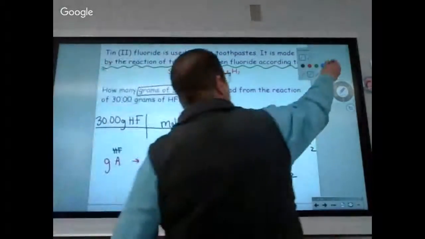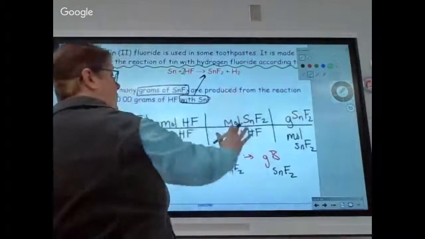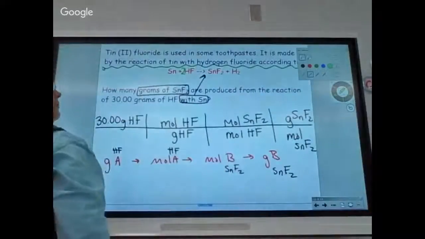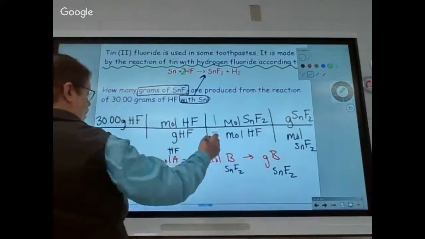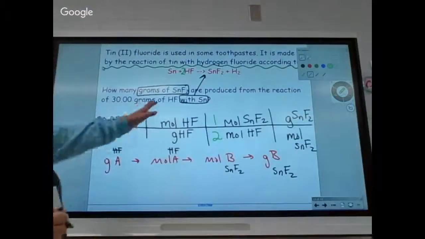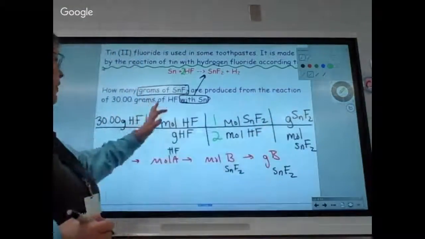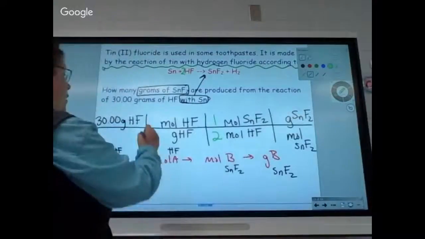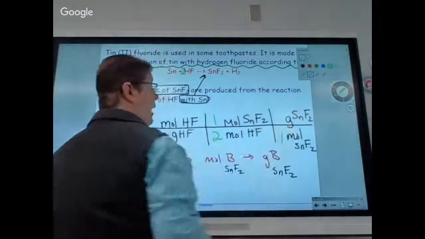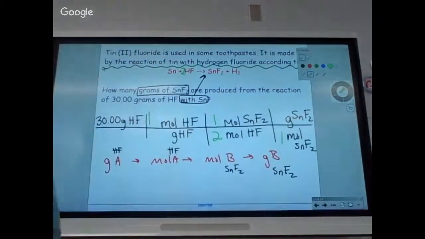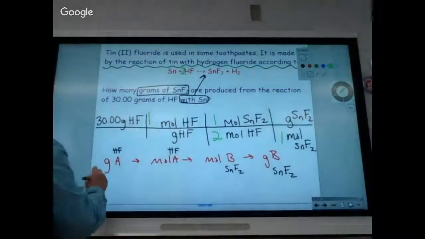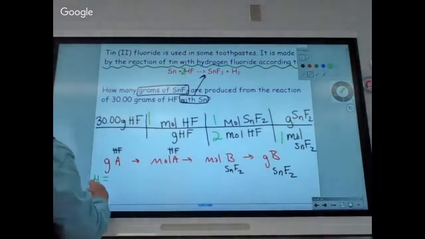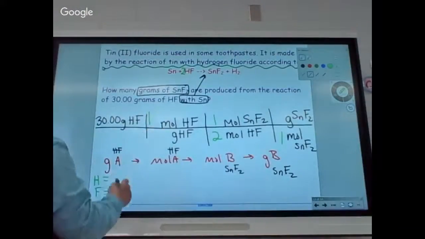All right, so this is where coefficients come in. So moles of SnF2 has a 1, and moles of HF has a 2. Now, that means the other moles, the grams to moles, both get what? They both get 1s. Our grams, we get what? Got to add up the formulas. So, you get 20.